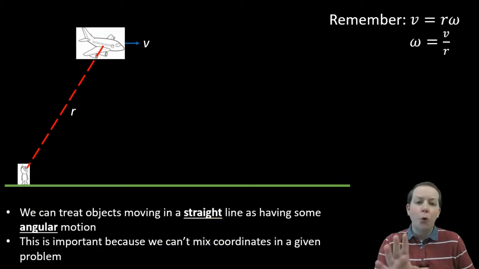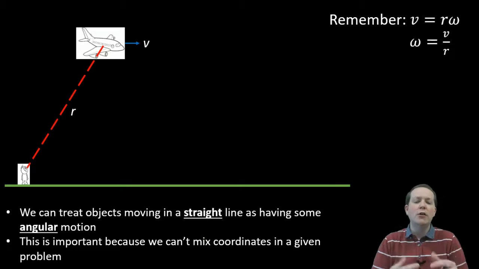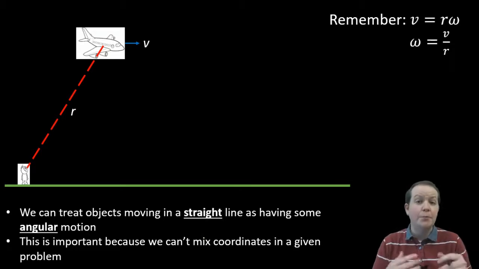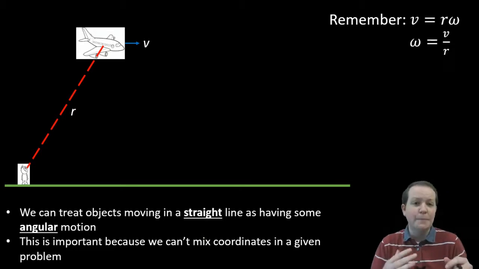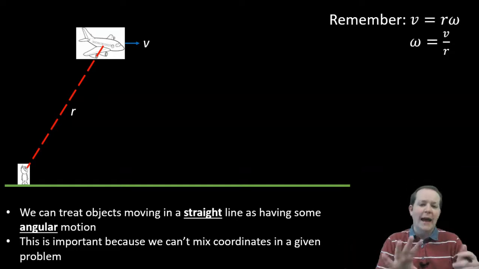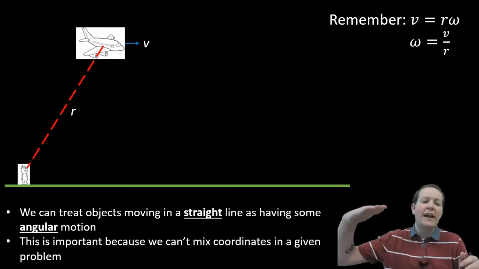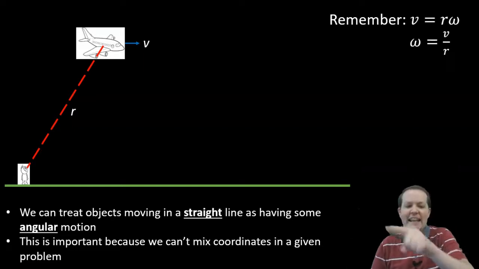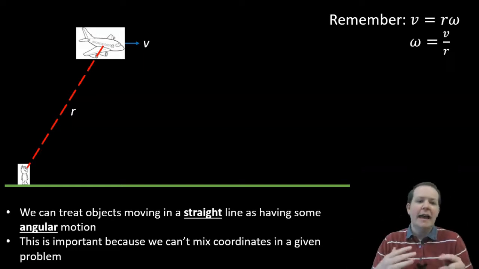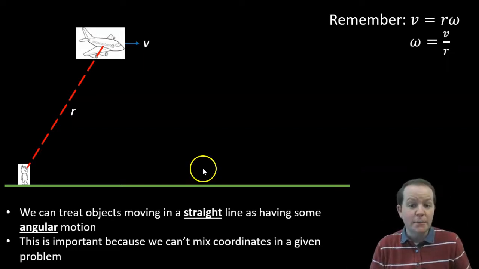And that becomes important because when we're going to apply momentum for two different types of motion, we can't mix and match. I can't combine translational momentum with angular momentum. That's not possible. I have to pick one coordinate system to use.